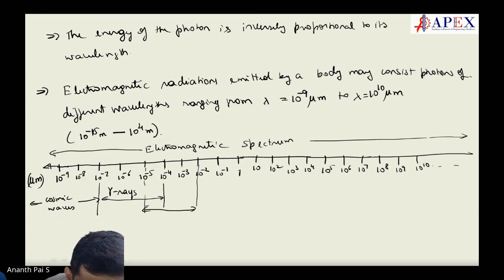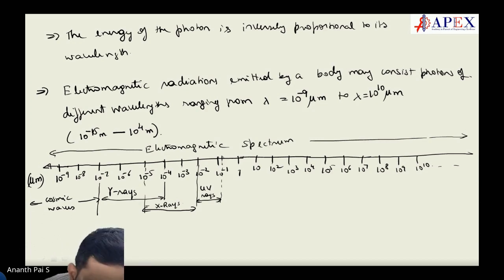these can be called X-rays. X-rays penetrate flesh. Then from 10 power minus 2 to around 10 power minus 1, these are called UV rays.